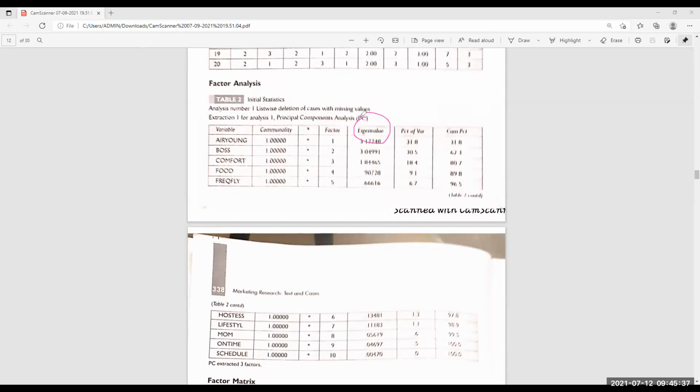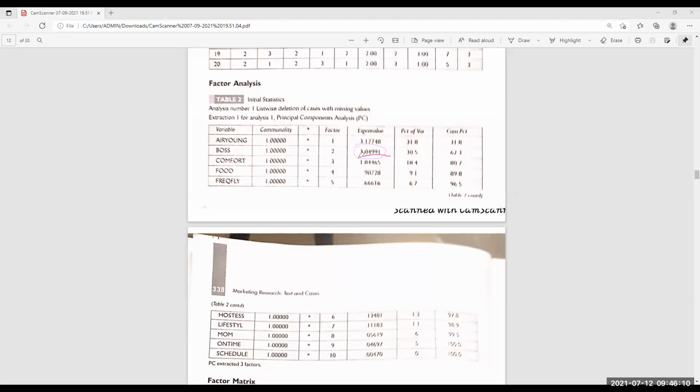So the factor extraction process using principal component analysis has to be done. Your decision as a business researcher or a business manager using business research is to pick out those factors which have an eigenvalue of more than 1. So which value has more than 1? Here you have one factor, 3.17, definitely more than 1. Another eigenvalue of 3.04991, more than 1, we will pick up.